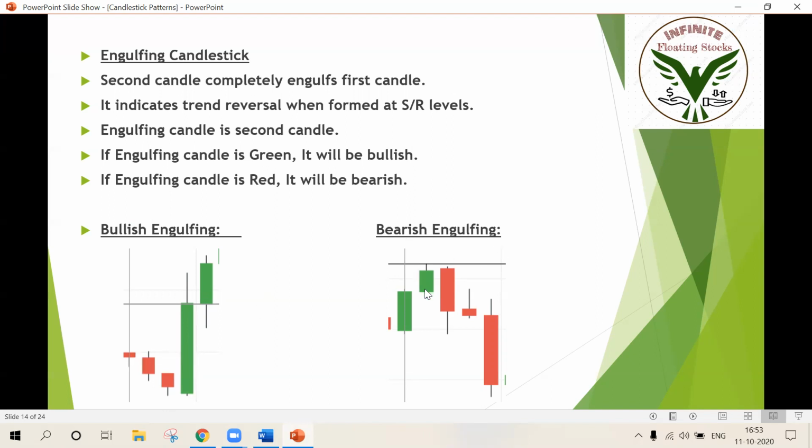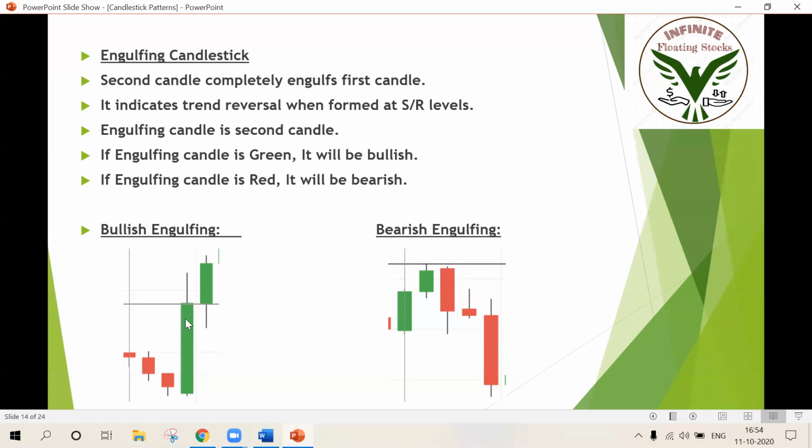When it comes to the bearish scenario, look at this green candle here and this red candle here. This red candle is eating away the green candle, indicating that more sellers are coming to the market, and the market is moving downward. In the bullish scenario, it's moving upward, so such a candle is called a bullish engulfing candlestick. If the price is moving downward, we call it a bearish engulfing candle. I repeat, the second candle completely engulfs the first candle.